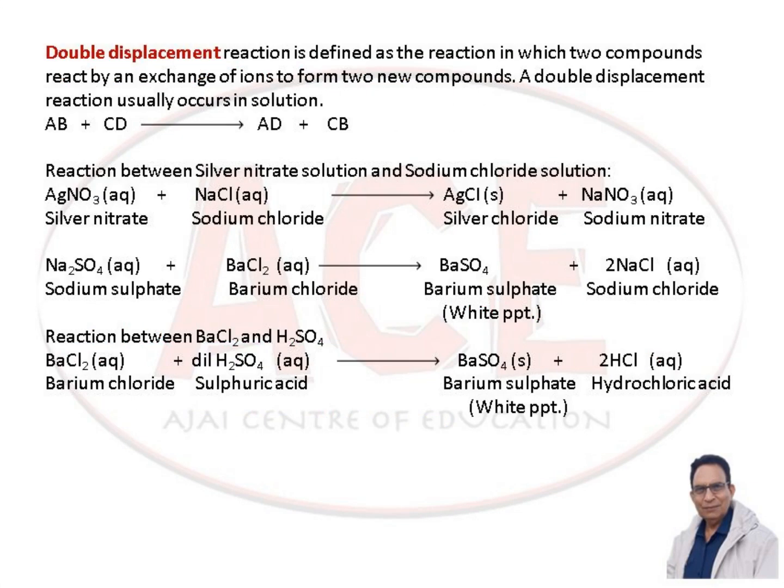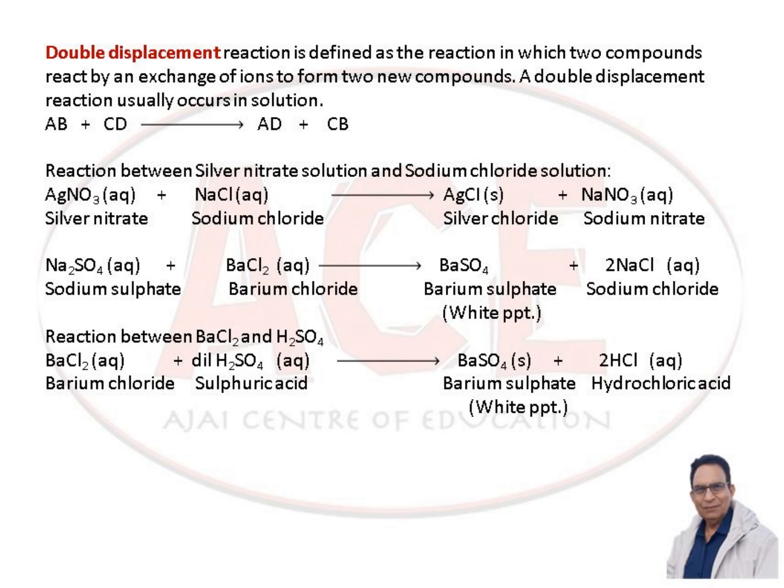Double displacement reaction is defined as the reaction in which two compounds react by an exchange of ions to form two new compounds. A double displacement reaction usually occurs in solutions. AB plus CD gives AD plus CB. Here B and D ions are exchanged.